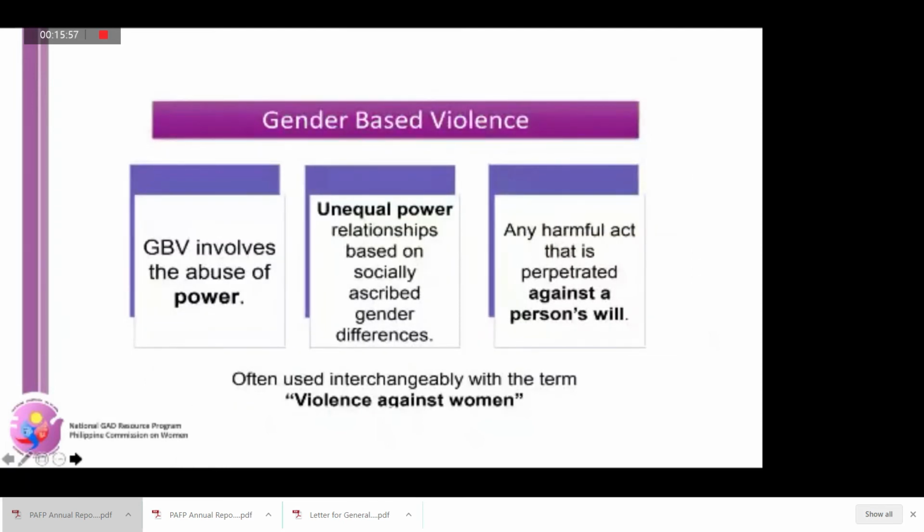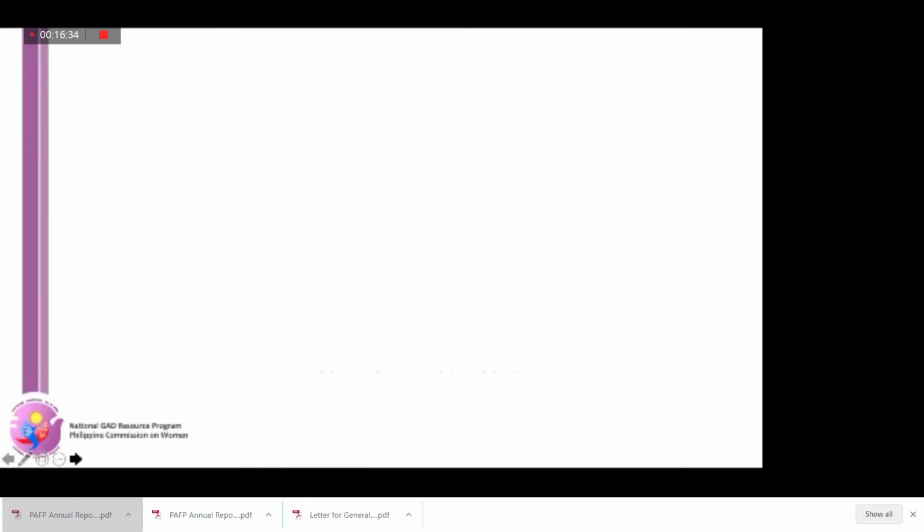And this one, gender-based violence, is the one punishable by law. You will see later that a lot of laws or criminal laws in the Philippines really address these kinds of issues. No? And of course, beyond what the letter of the law provides, we must also always understand that GBV or gender-based violence involves the abuse of power, unequal power relationships based on socially ascribed gender differences, and it pertains to any harmful act that is perpetrated against a person's will. Now, like what I mentioned, at this stage of gender discrimination, gender-based violence is punishable by Philippine law. So we now go to why.